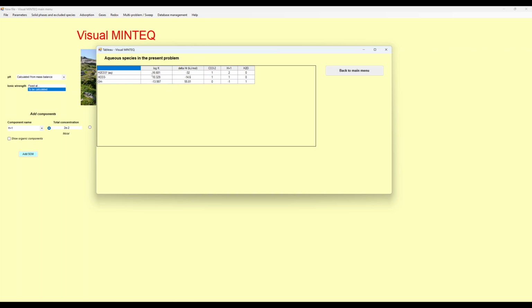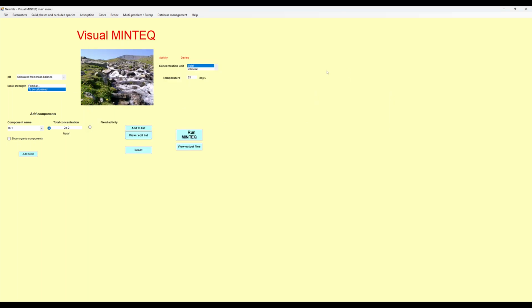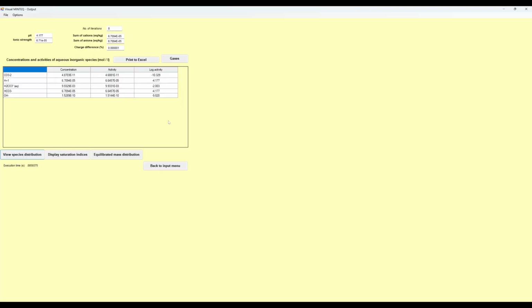So don't worry about this number. This is 16 because it's a combination. And obviously delta H is also a combination of the 2 reactions. So this was just written in a way that has both reactions together. Okay, I think everything is good to go. We can just stick with Davies for the activity coefficient and just run the MINTEQ solution.